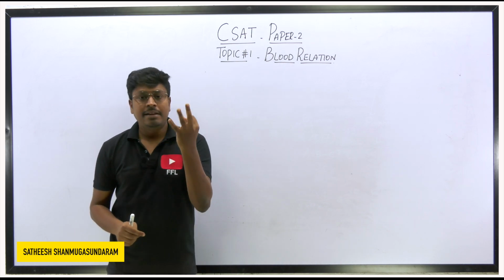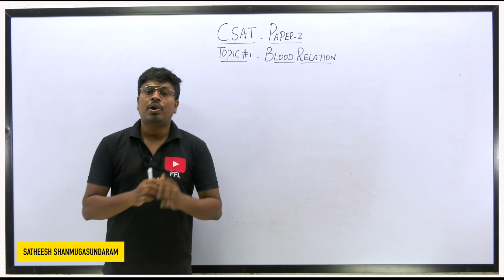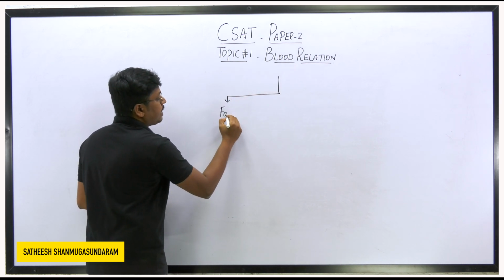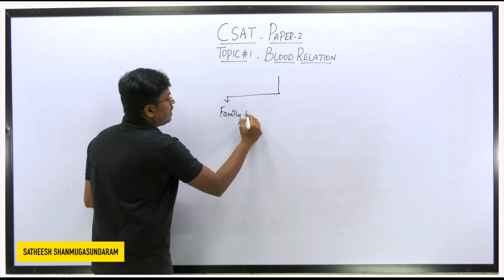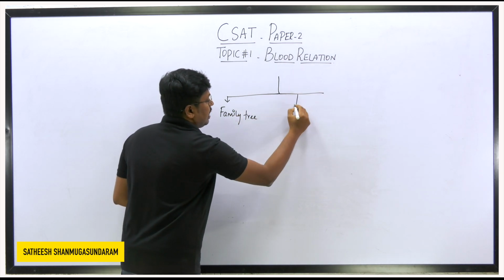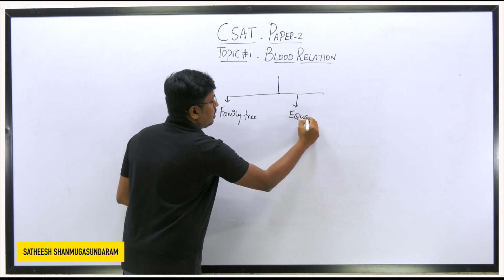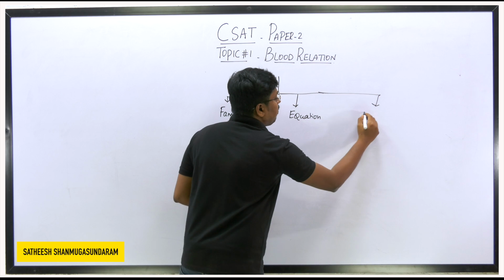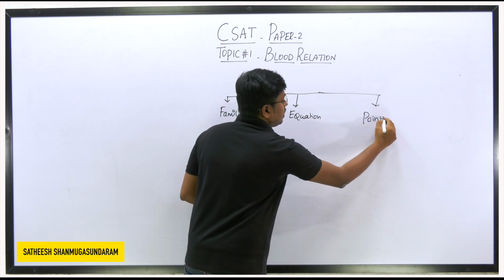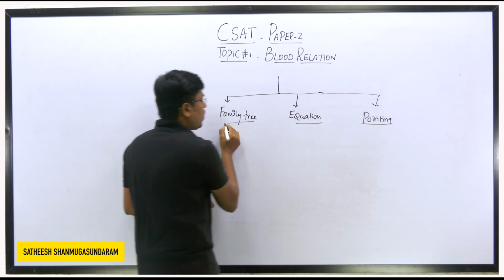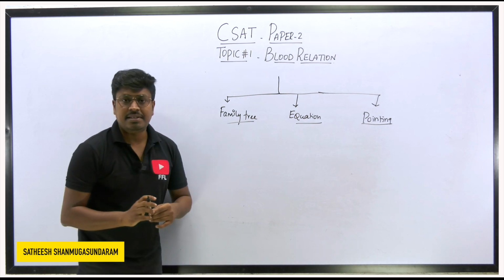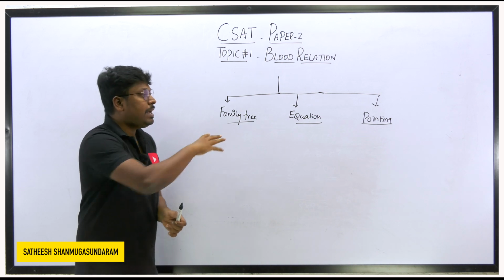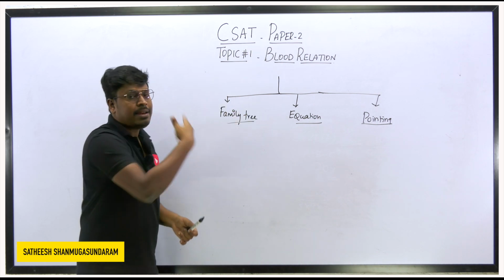So first, three important concepts. One is a question that is based on a family tree diagram. The second is the equation model, a question that is based on an equation. And the third is pointing to a photograph. So these are the three important concepts in the topic blood relation. For all competitive exams, they can ask a question from these three areas.